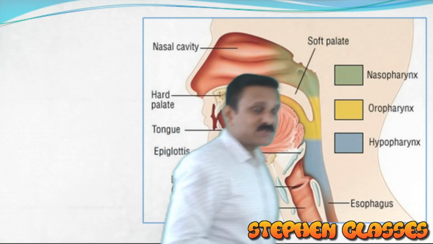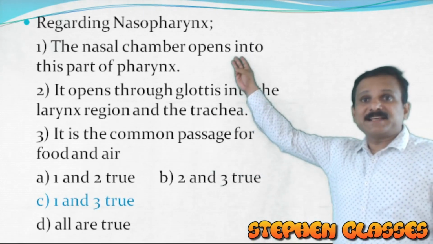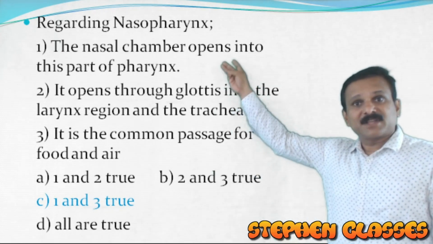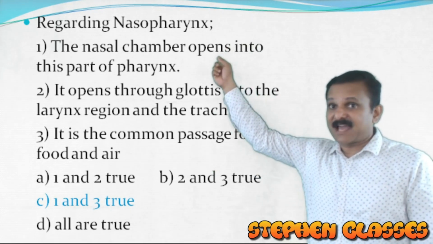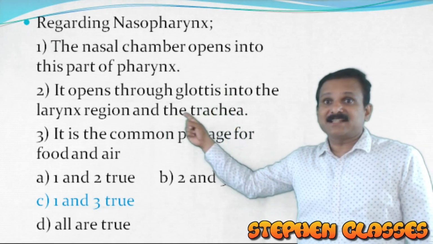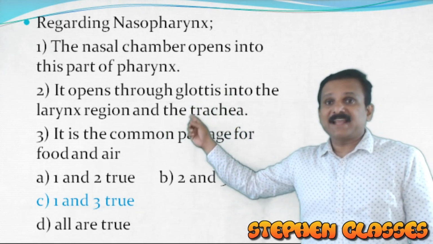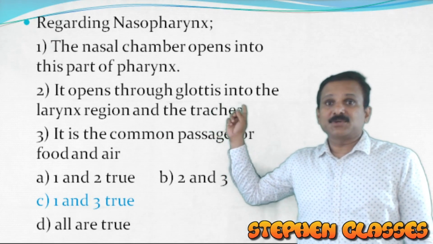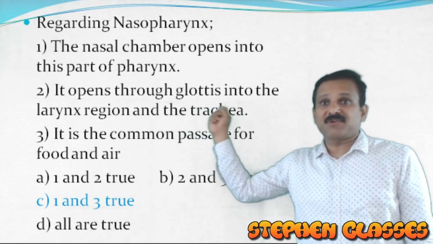To answer that question, we have a set of statements now. The first statement is correct because the nasal chamber opens into this part of the pharynx. That is correct regarding nasopharynx. Remember, this is the roof of the pharynx, right? The statement that it opens through the glottis into the larynx region and trachea is wrong, because hypopharynx or laryngopharynx opens through the glottis into the larynx region and trachea. So this is applicable for hypopharynx or laryngopharynx.